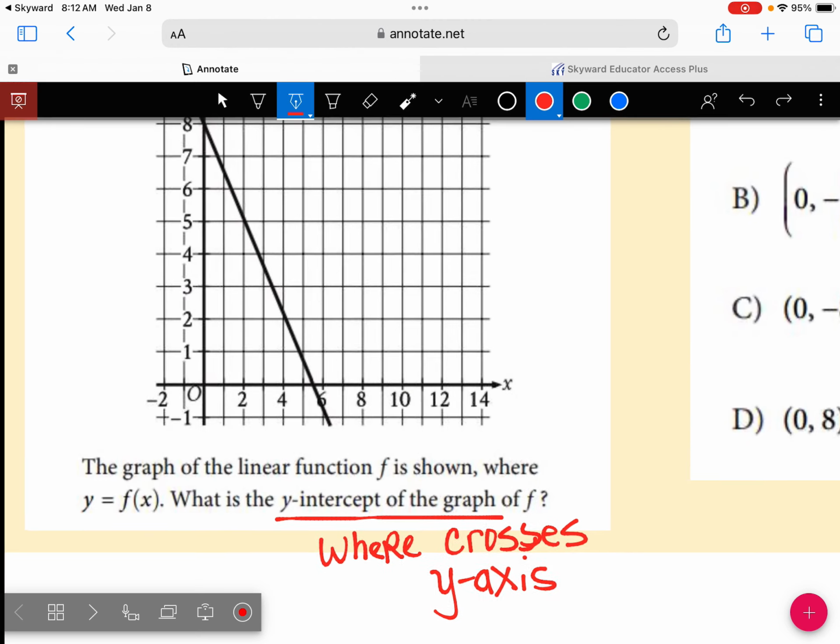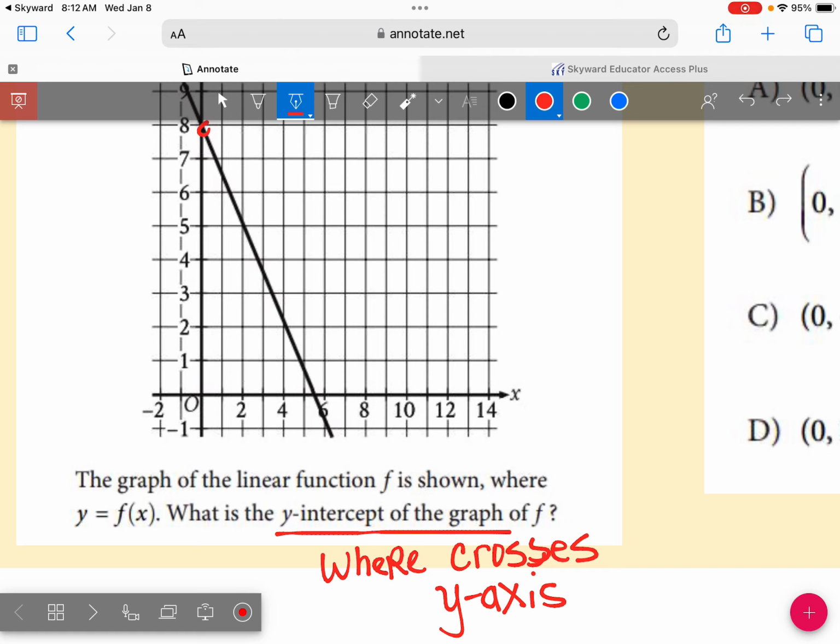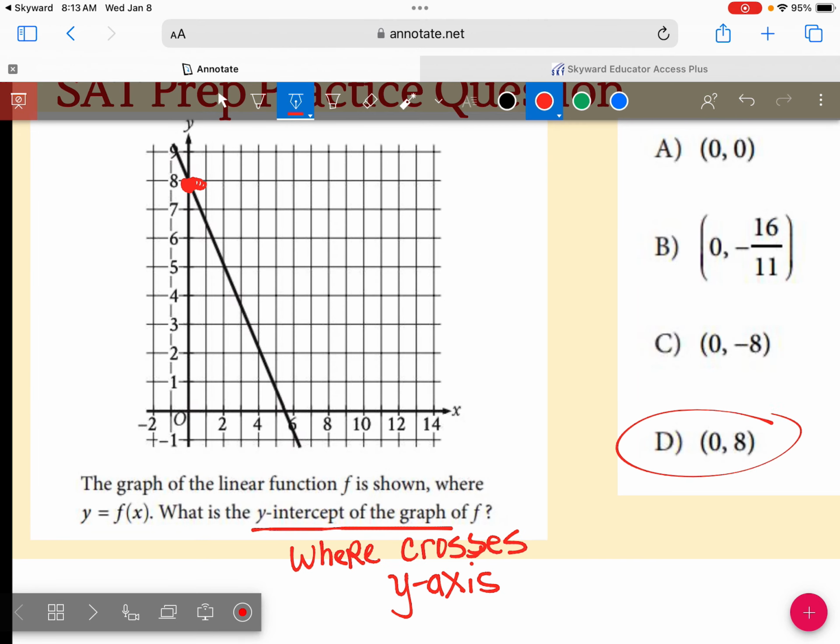So this is our graph. This is the y-axis. So this would be my y-intercept where you see that red dot. So go ahead and look at that and select A, B, C, or D. So which one would you choose if this was on your SAT? Isaiah. D. Anybody else agree with Isaiah? That is correct. Good.